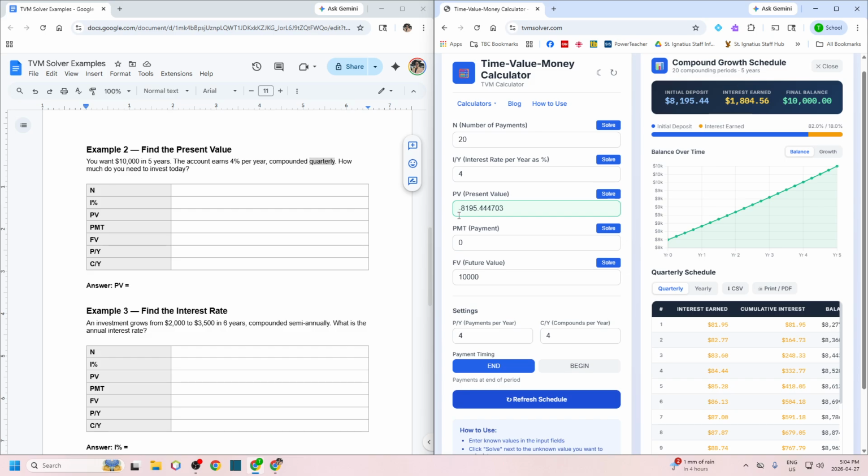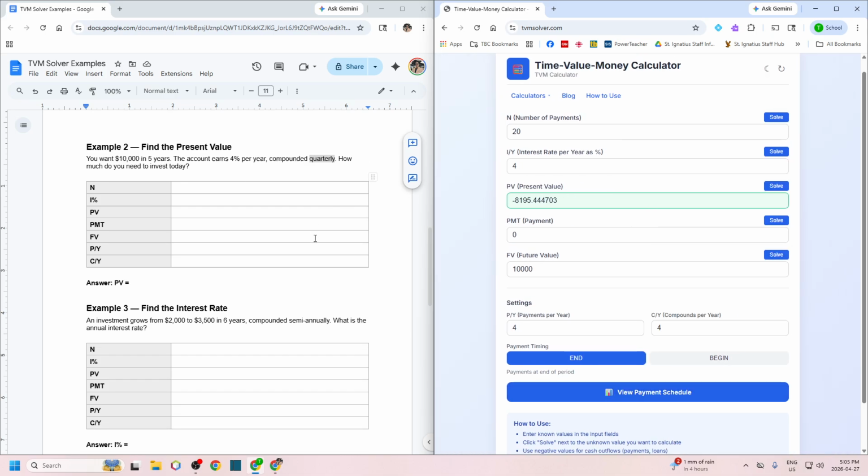So it says negative $8,195.44. So basically what that means is that that's my initial investment. I need to invest $8,195.44. And what I'll get back in the end is I will gain 10,000 bucks. So the interest I'm going to earn is going to be 1804 and 56 cents, and it's going to grow at 4% interest, and that's how it goes from this number to this number. You know, that's what compound interest does, right? Your investments go higher.